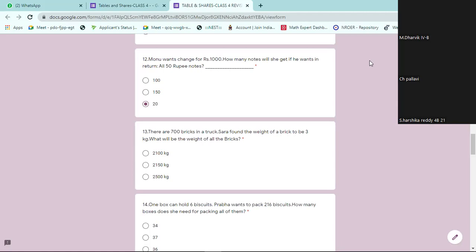7,000 into 3. 3 into 0, 3 into 0, 3 into 7. 2,100 kg, kilograms. So 7,000 bricks are there. Weight of 1 brick is 3 kg. So multiplication 7,000 into 3, not the trucks. 1 brick weight is 3 kilograms, so 700 into 3, that is 2,100 kg, kilograms.